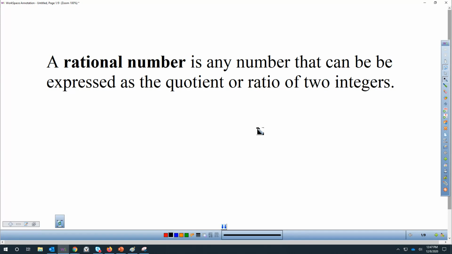Hello, welcome back. Today we're going to talk more about rational functions, and we're going to show you how they're similar to rational numbers. So we're going to review what a rational number is real quick.